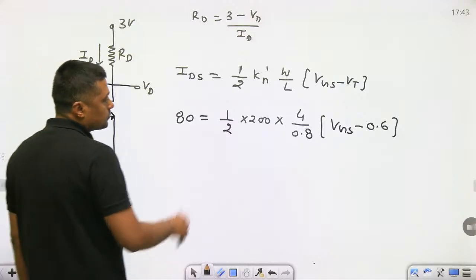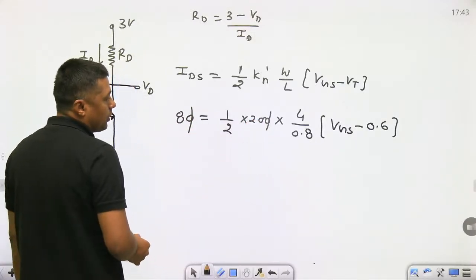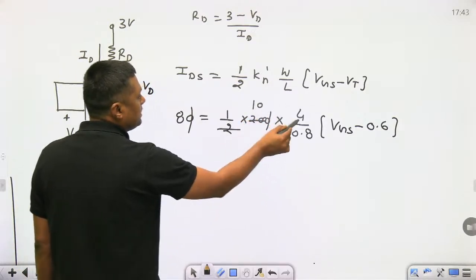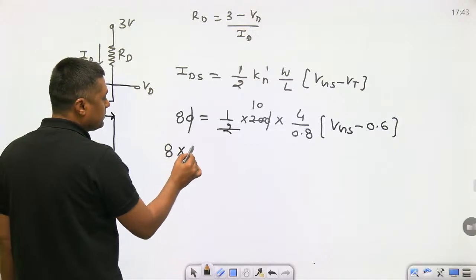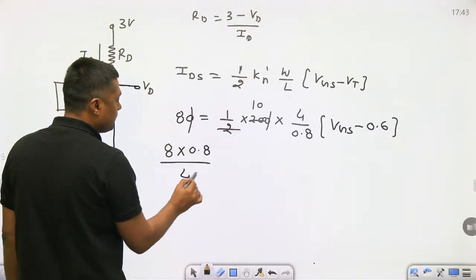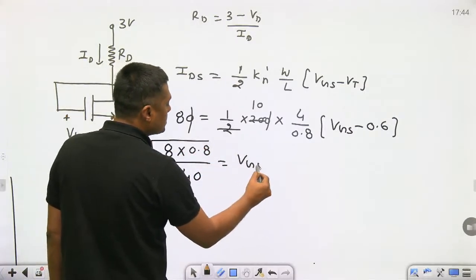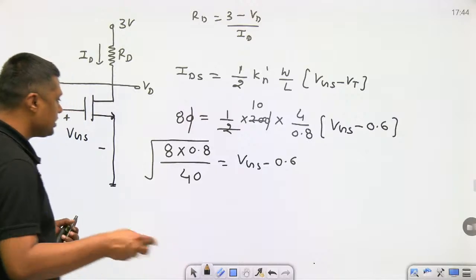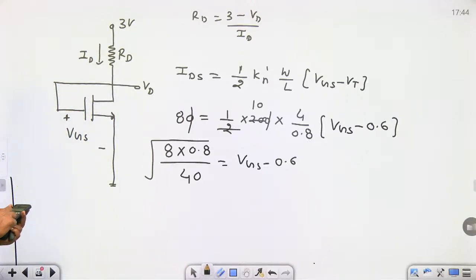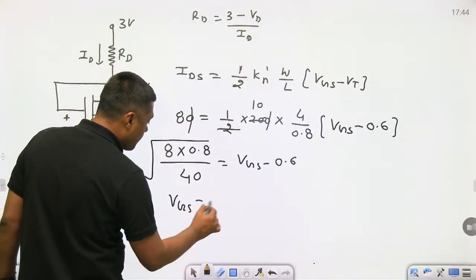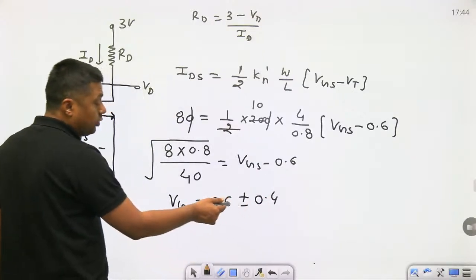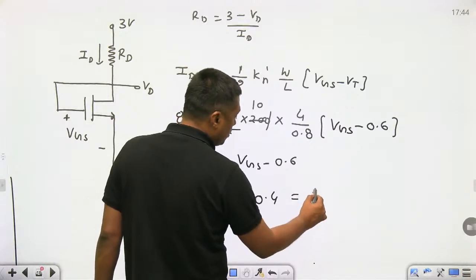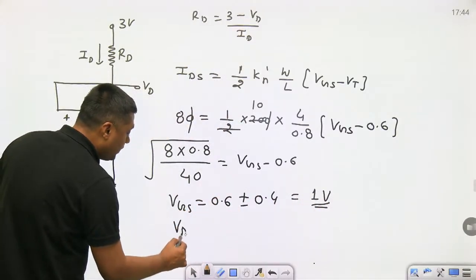Now, the zero will cancel out. And now this 2, that is 10, it will become 10 into 4, which is 40, and it is 8 into 0.8 divided by 40. Root of this will be the value of VGS minus 0.6. Now that will become 0.8 divided by 2, I think 0.4. Please check my calculation. You will get plus minus 0.4. Ignore the minus value because it will make the VGS less than VT. So what is the value of the VGS? 1 volt.